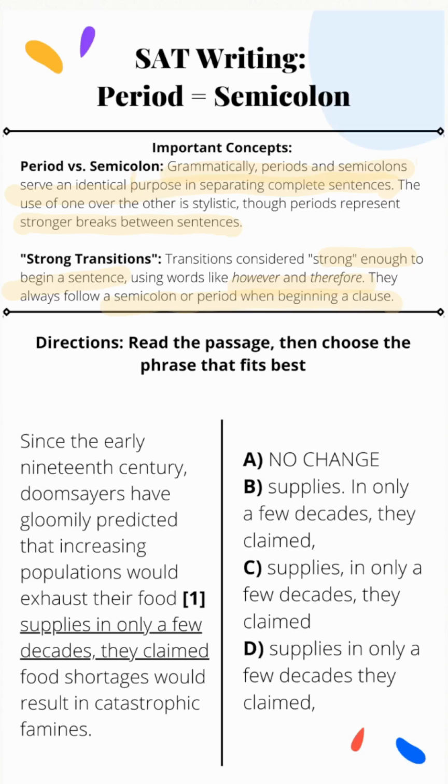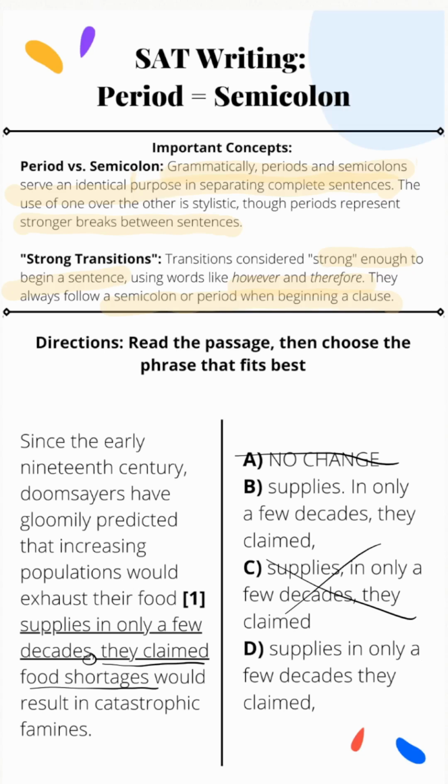Now, we have a comma splice here. Between these two, we have another independent clause: they claimed food shortages would result in catastrophic famines. So we're going to have to fix that in some way. No change is not an option for us. If we do supplies, comma, in only a few decades, we have the same issue where there's another comma splice. Supplies, and then in only a few decades, we still have a complete sentence there. So that's not going to work out.